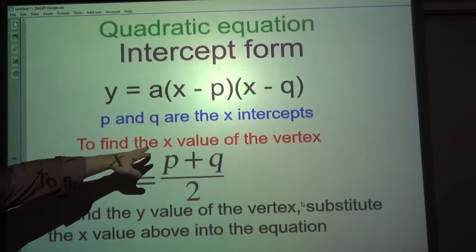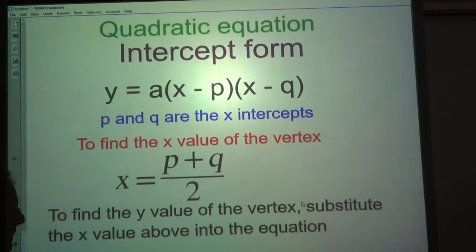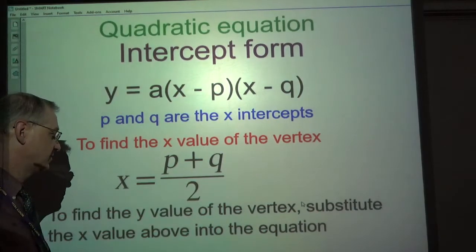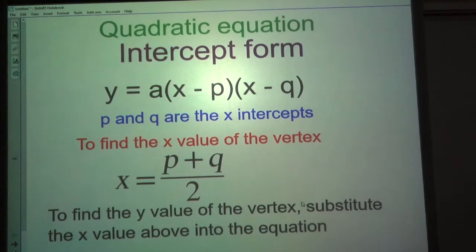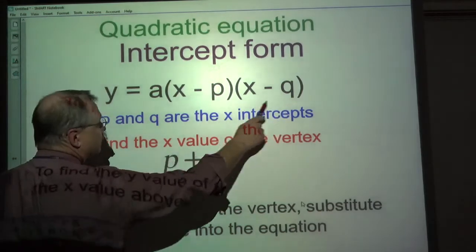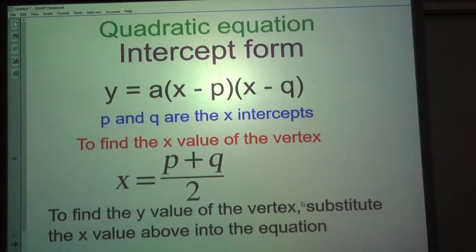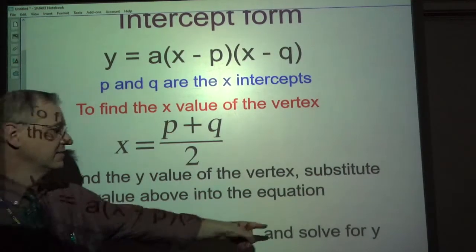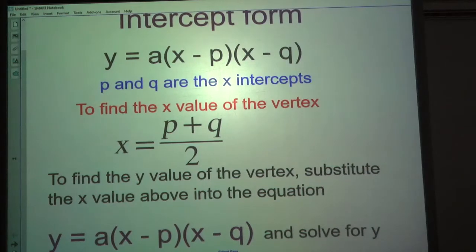To find the x value of the vertex, the first thing we're going to find is the vertex here. To find the x value, you have to find p plus q and divide it by 2. And then to find the y value of the vertex, you're going to substitute the value we get here back into the original equation and solve for y. That will give you the y value of the vertex. So we're plugging it back in and solving for y.